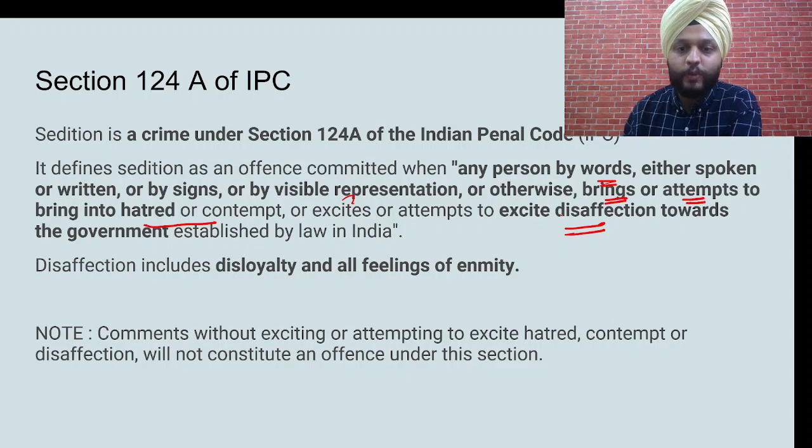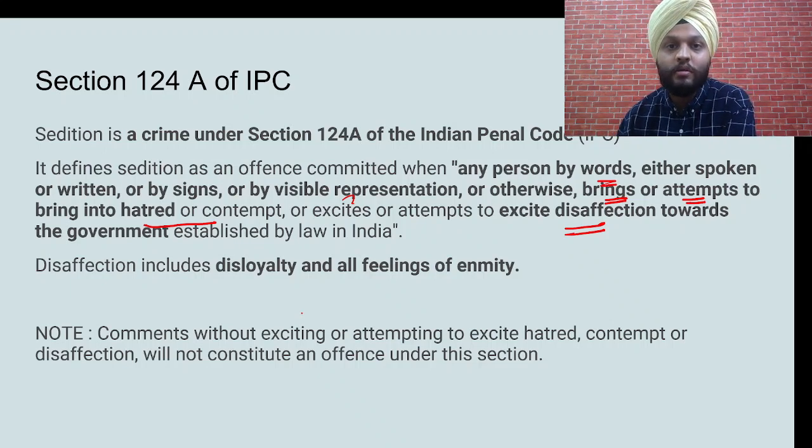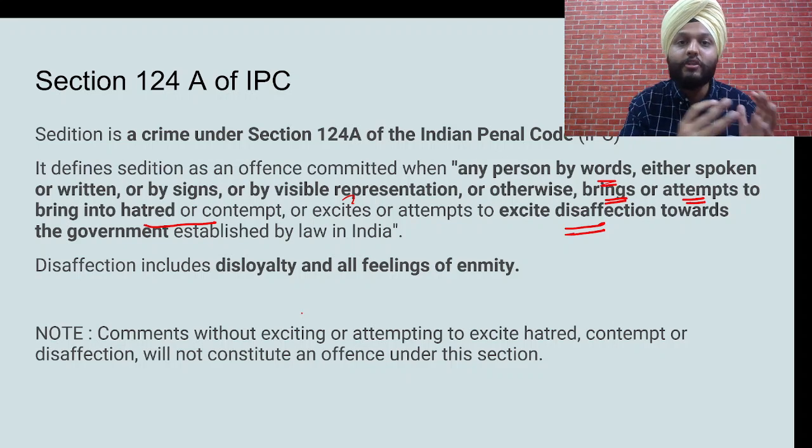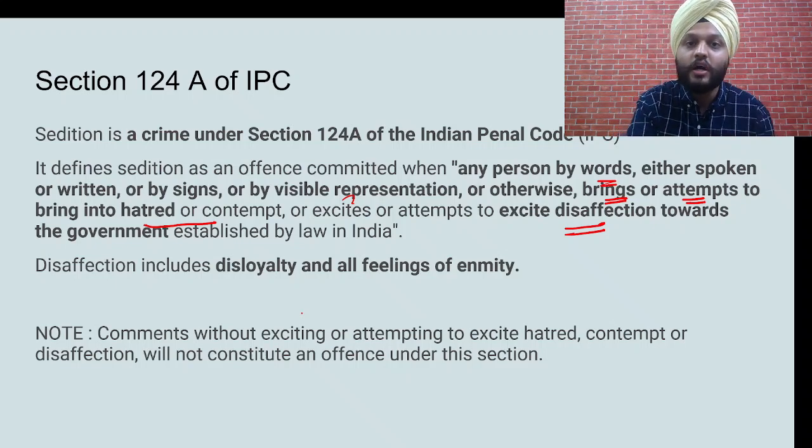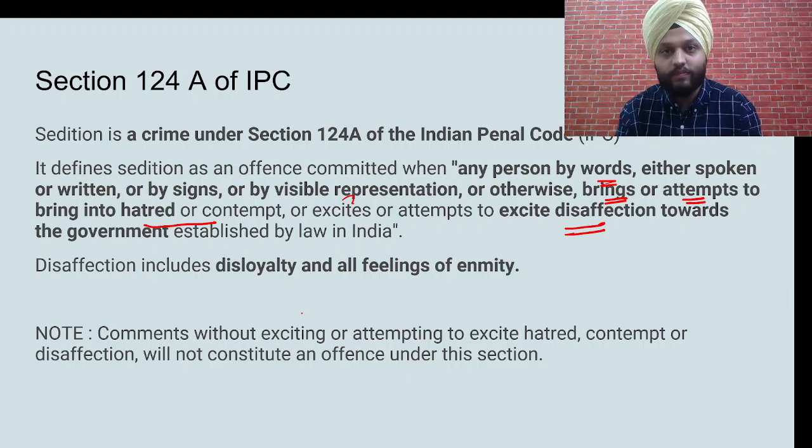However, very often we see that, with this definition of sedition, governments have a tendency of putting anybody behind bars on the charge of sedition under section 124A, saying that somebody has done something to excite disaffection. But the litmus test, that is, has violence taken place or has an attempt been made to create violence, is not fulfilled. Still, people have been charged under this section 124A of IPC.